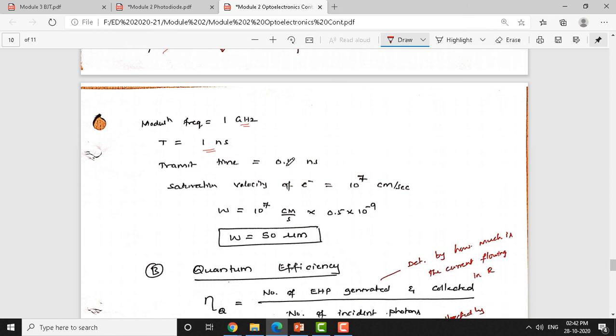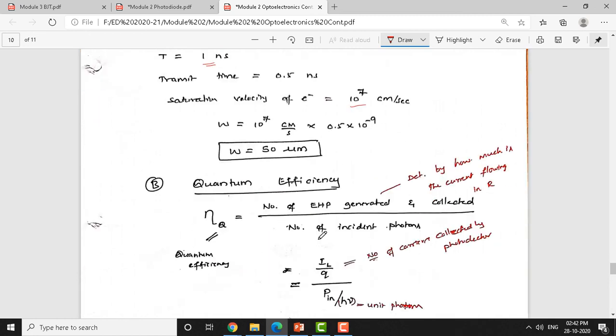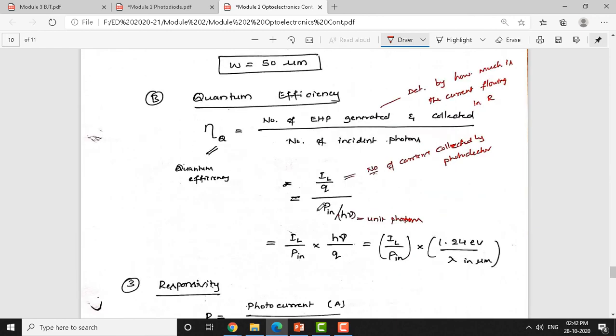The transit time should be chosen as half of this, which is 0.5 nanoseconds, and the saturation velocity of electrons can be chosen as 10 to the power of 7 centimeter per second. If you take the product of these two, that gives you a depletion width of 50 micrometer. And only two definitions we have left out here.